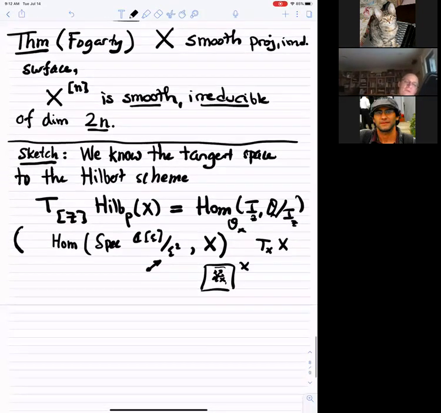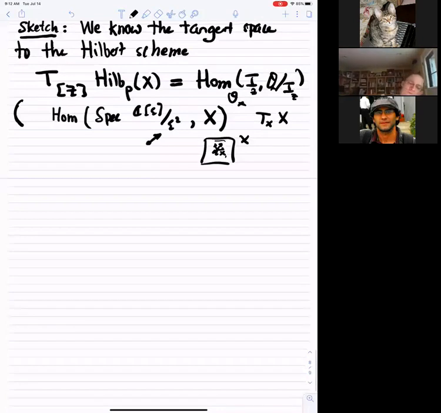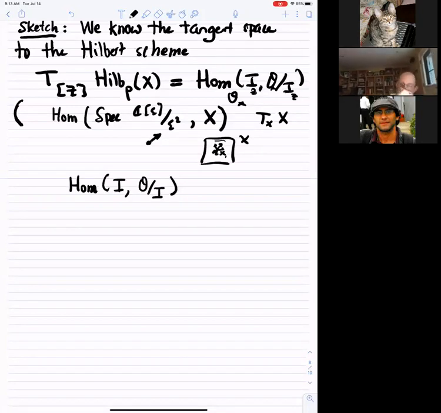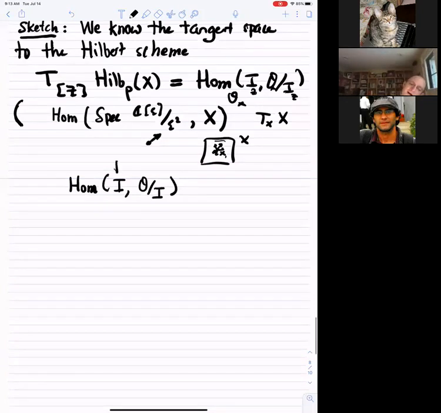Now, in the case of surfaces, what we want to do is compute Hom(I, O/I). The key point is that no matter what the I is, this dimension is always 2n. This is not such a hard calculation, so let's maybe just do it.